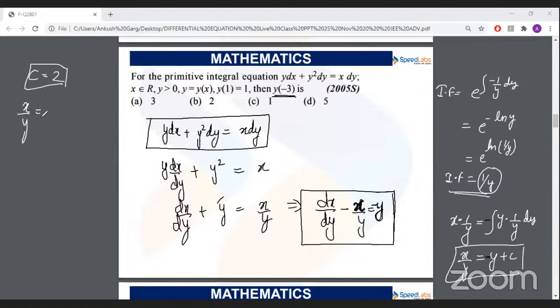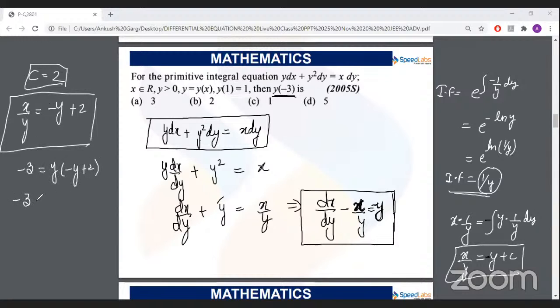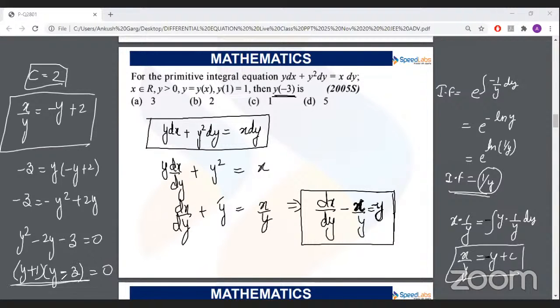So the final equation we're getting is x upon y equal to minus y plus 2. Now putting x equal to minus 3, we're getting minus 3 equal to y into minus y plus 2. So solve it now. Minus 3 equal to minus y square plus 2y. So we're getting the quadratic y square minus 2y minus 3 equal to 0. I think y equal to minus 1 satisfies the differential equation, and the other one will be y equal to 3. Okay, so y equal to minus 1 and y equal to 3. So we want y to be greater than 0 always. Here it is given y is always positive.